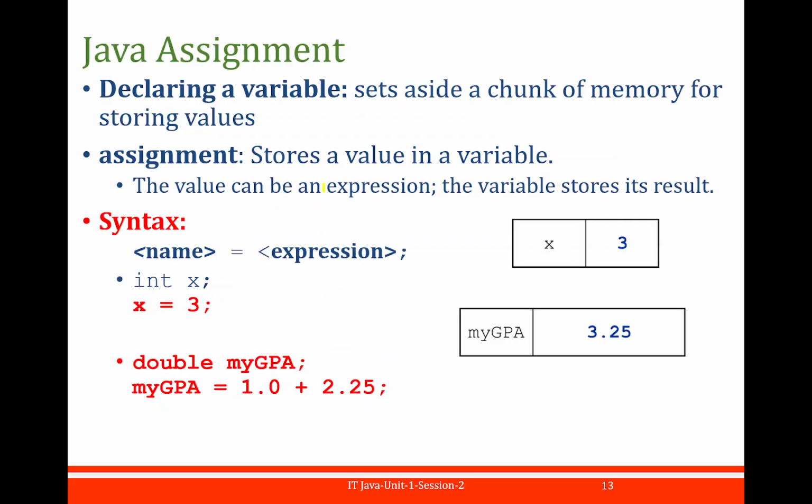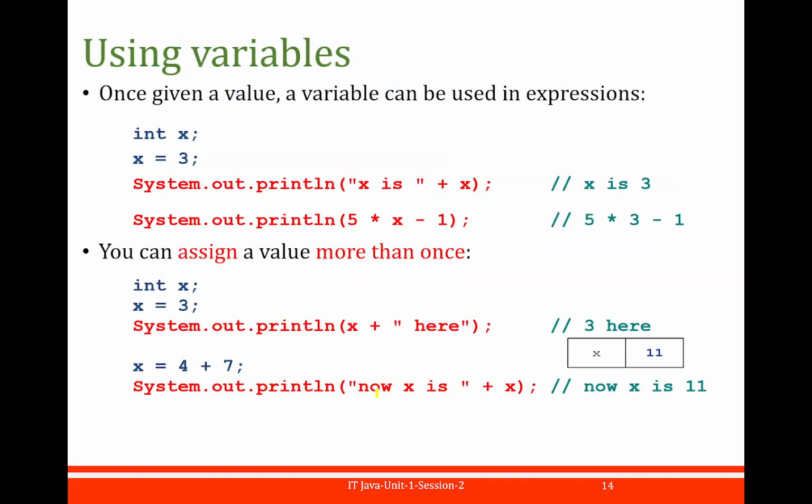And then we can assign a value to a variable. It can be done either in 2 steps like this, declaration in the first step and then assignment in the second step, or even it can be done in a single line. It is not that we can assign only a value to a variable. We can assign an expression also to a variable like this. Here we have assigned the expression 1.0 plus 2.25 to the variable my GPA. We can assign a value as well as an expression to a variable.